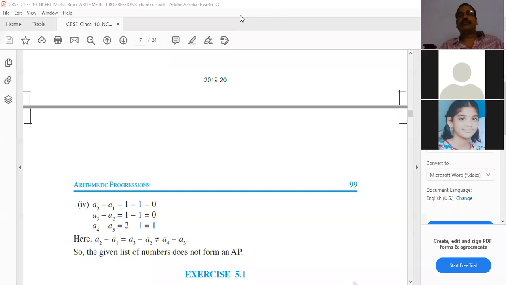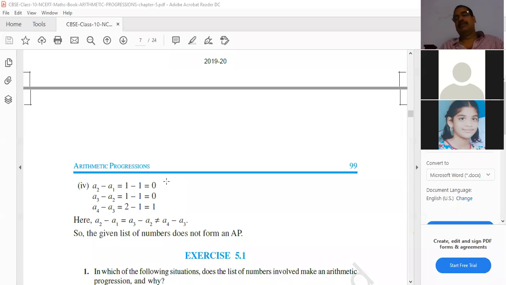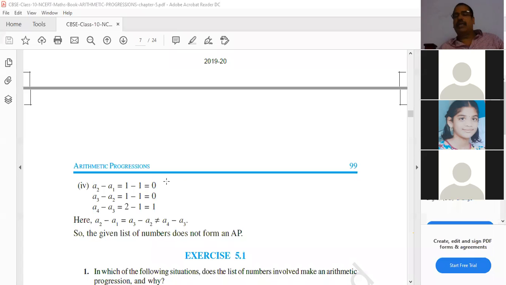And next, understand up to here what I told? Everyone understood? Yes, sir. Rahul, did you understand what I said until now? Yes, sir. Okay, good.